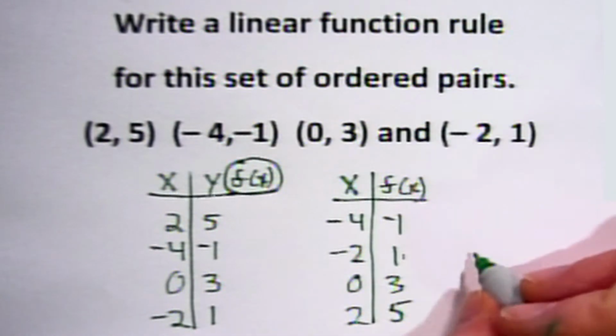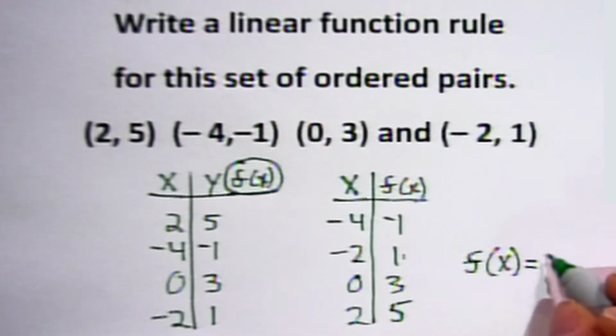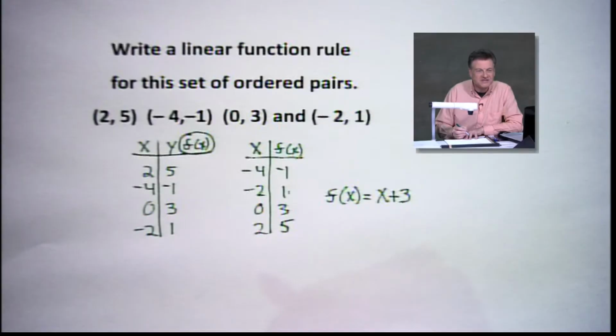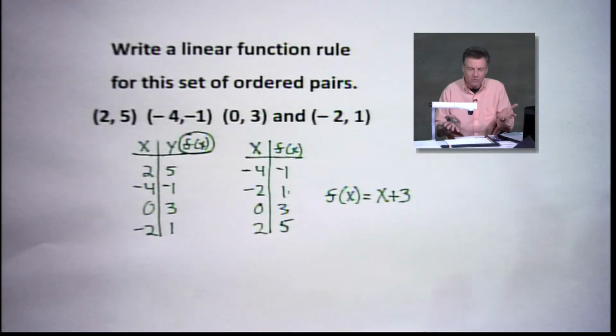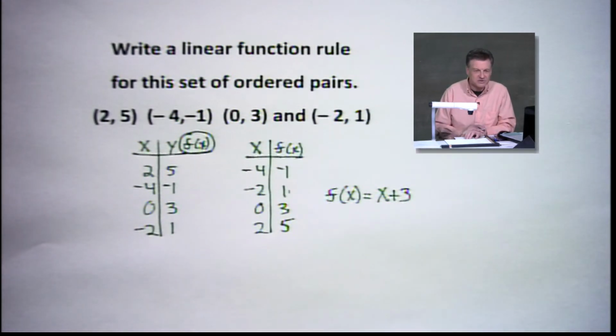So our rule simply looks like it would be f of x equals x plus 3. In f of x, remember, that's our y. That's a function rule, all right? You can write it y equals x plus 3. It's fine, no problem. But f of x equals x plus 3 is what we have.